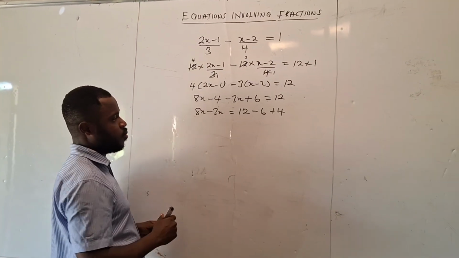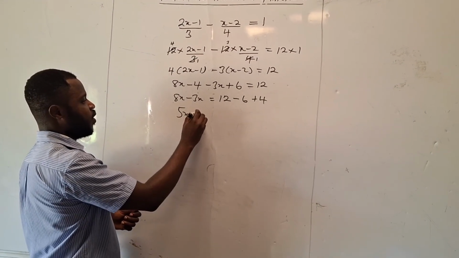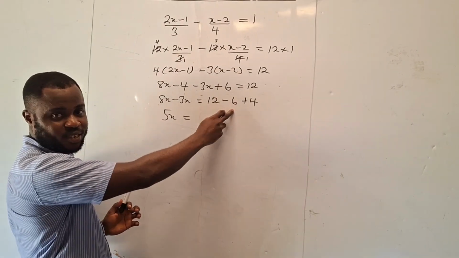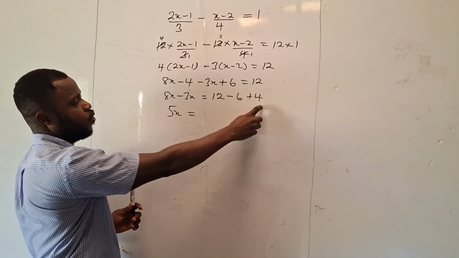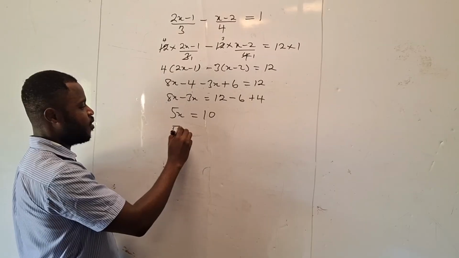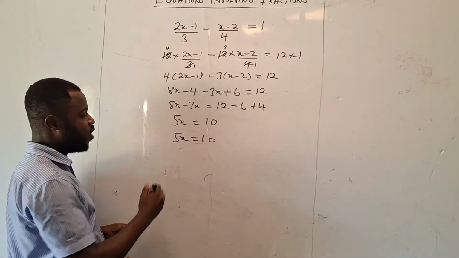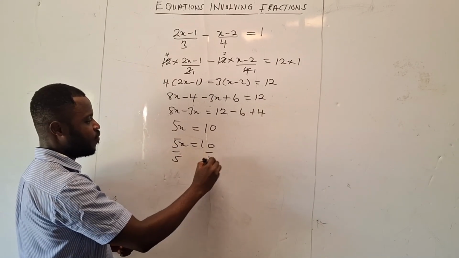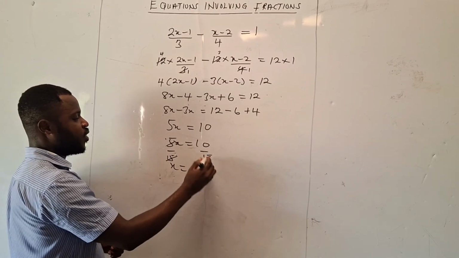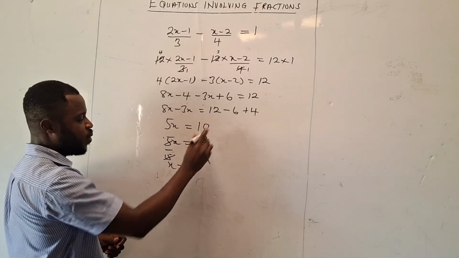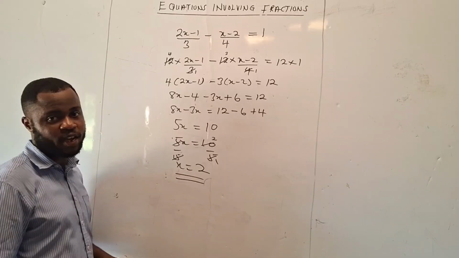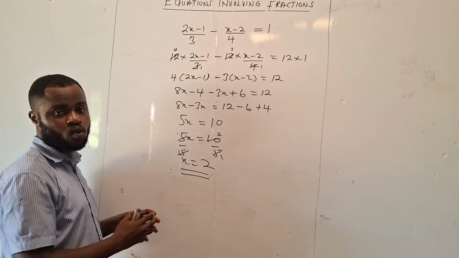Now 8x minus 3x will give us 5x is equal to 12 minus 6 is 6, plus 4 is 10. So we are going to divide both sides by the coefficient of the x, which is the 5. Here 5, here 5 will divide itself 1, 1. So x will be left here, 5 can divide itself 1, then divide here 10 by 5 is 2. So this is how this long equation is simplified. So x is equal to 2.